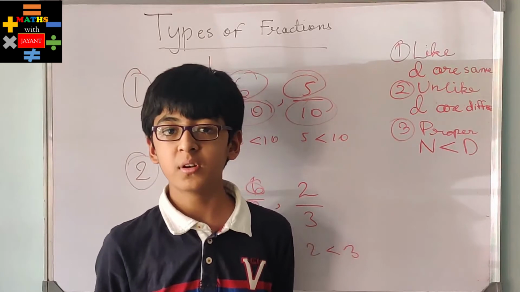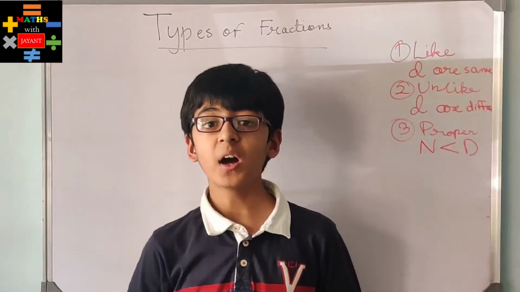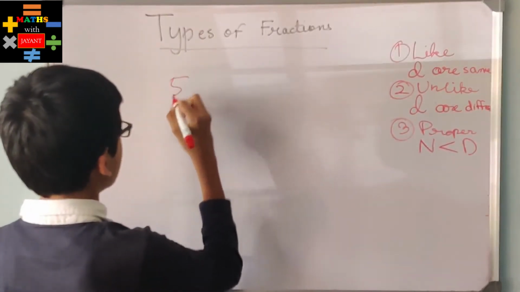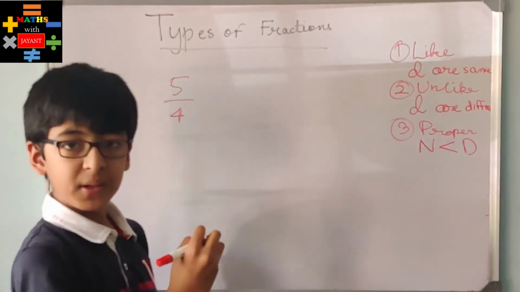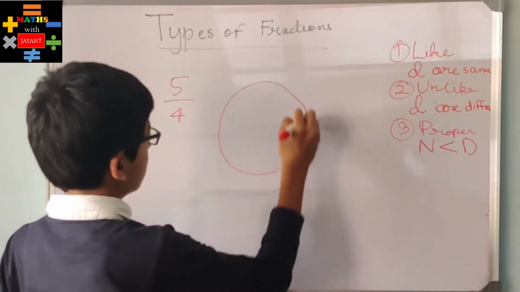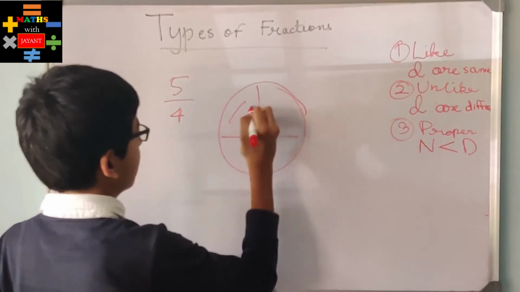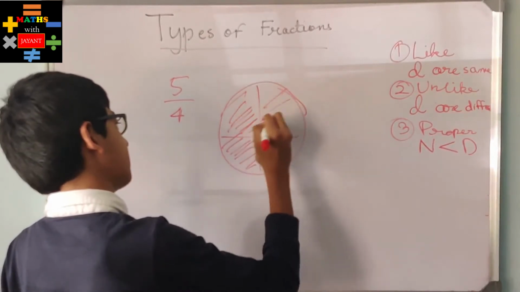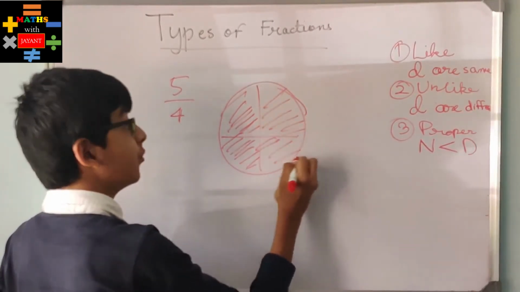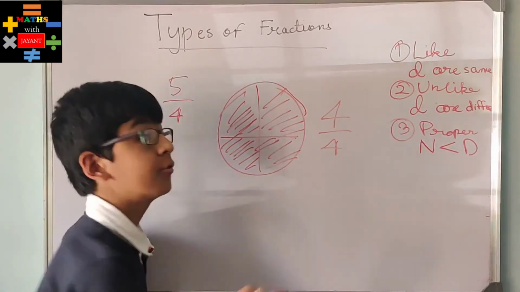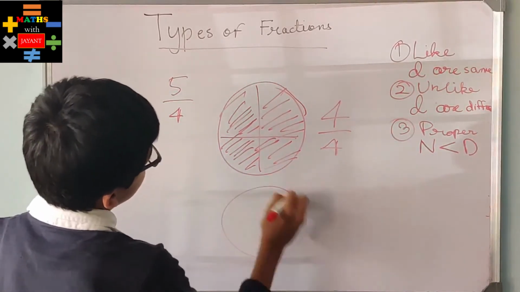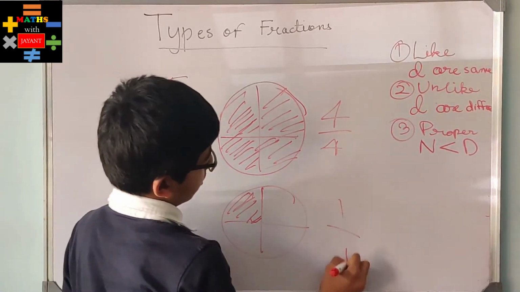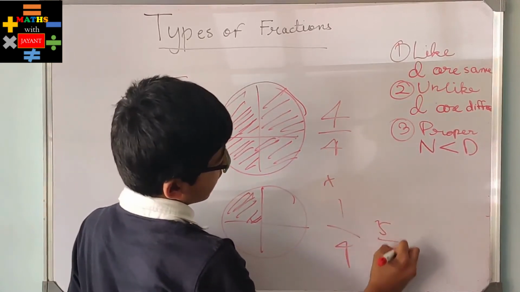Now let us move on to our next type of fraction. Suppose you want to take 5 parts out of 4. Is this possible? Let's see. We have a whole which is divided into 4 parts. If all of them are equal and I've taken all of them, then this becomes 4 by 4, 4 parts out of 4. And now if I take one more part, this becomes 1 by 4. And if I join them, then we get 5 by 4.